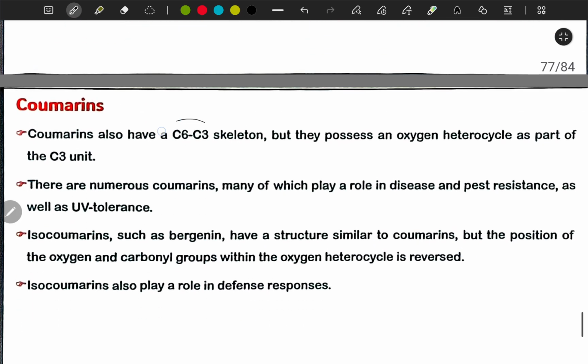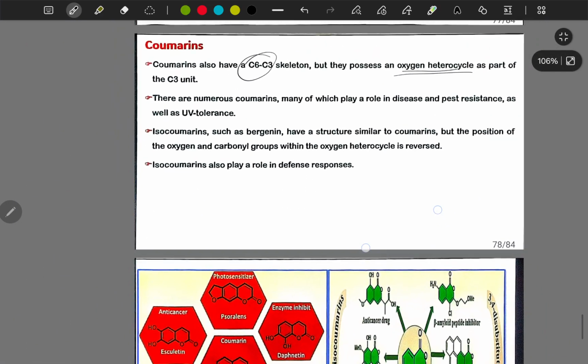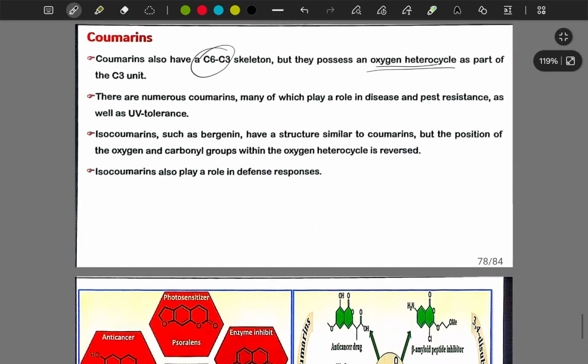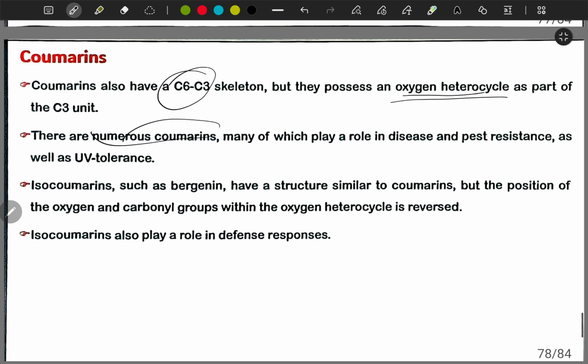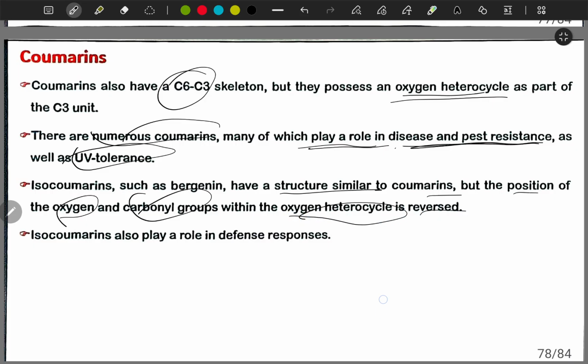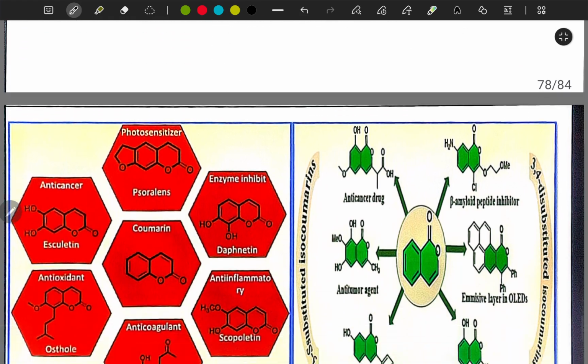Coumarins also have a C6C3 skeleton, but they possess an oxygen heterocycle as part of their C3 units. There are numerous coumarins, many of which play a role in disease and pest resistance as well as UV tolerance. Isocoumarins such as bergenin have a structure similar to coumarins, but the position of the oxygen and the carbonyl group in the oxygen heterocycle is reversed. Isocoumarins also play a role in defense response.